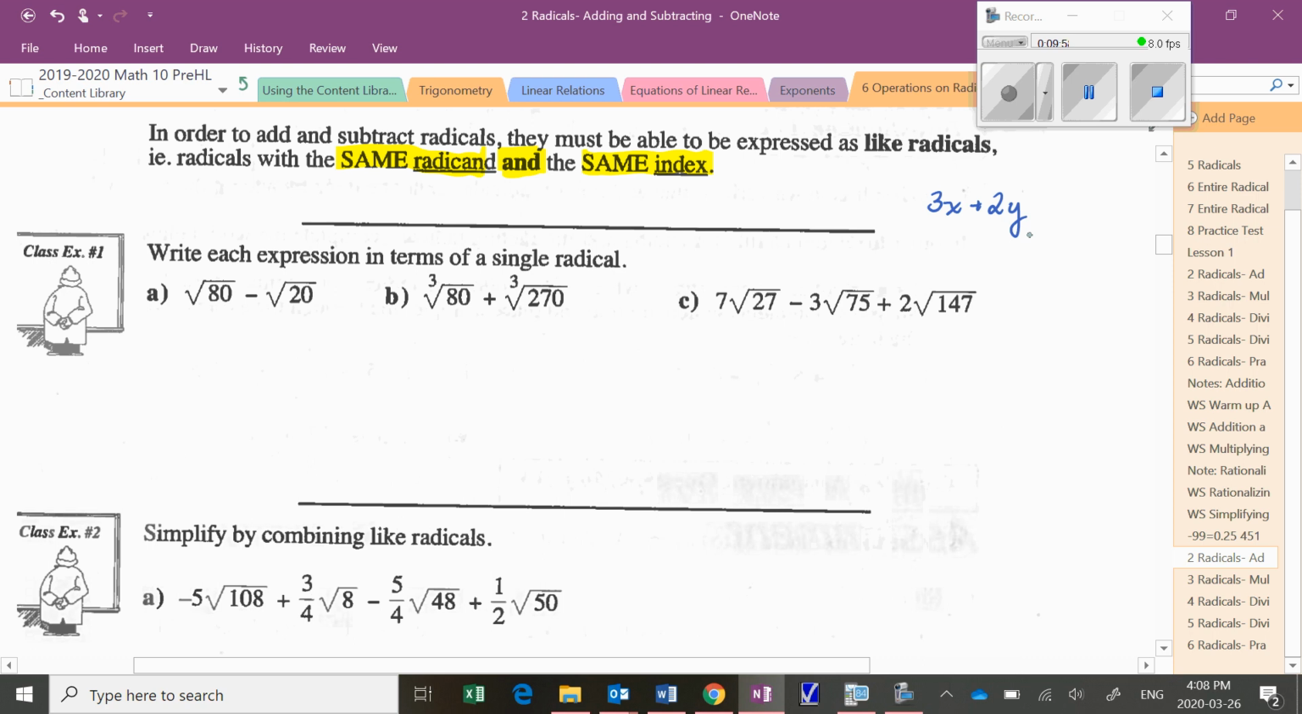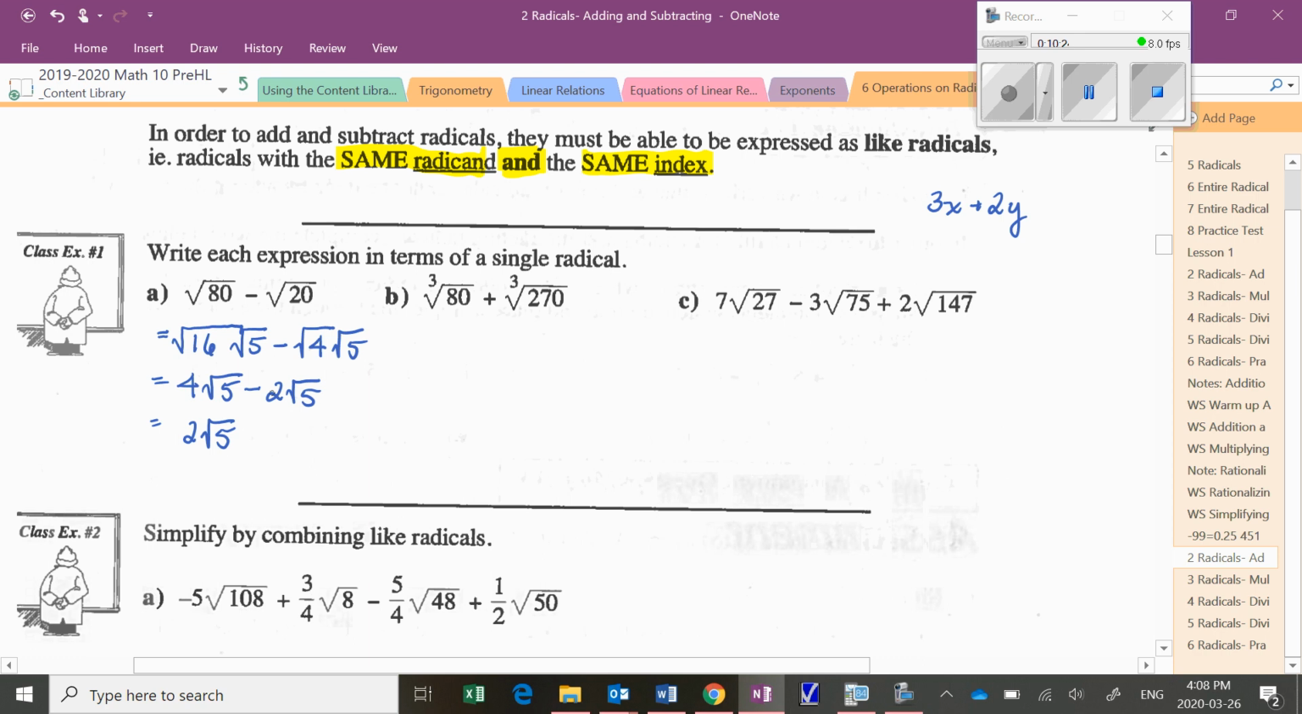We're going to take a look. If we've got root 80, then our perfect square factor for 80 is root 16. So root 16 times root 5 minus root 20 is root 4 times root 5. And so root 16 is actually 4, so 4 root 5 minus 2 root 5 is equal to 2 root 5.